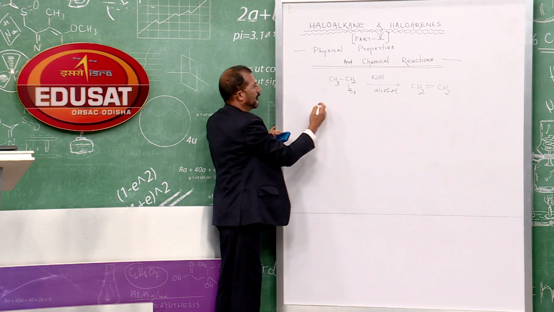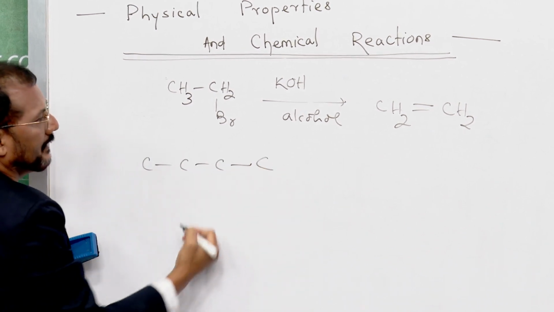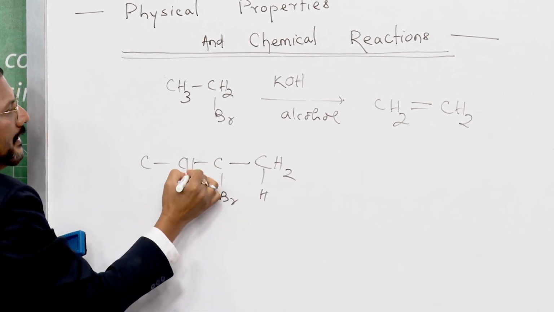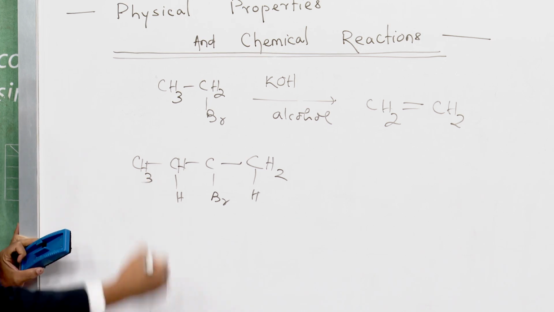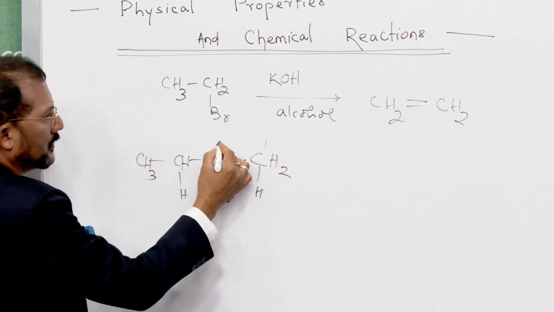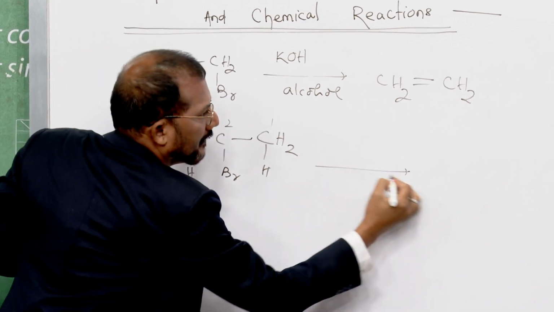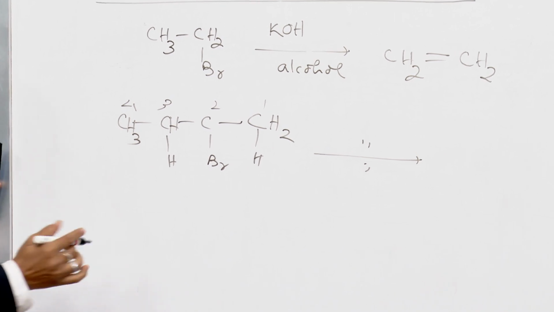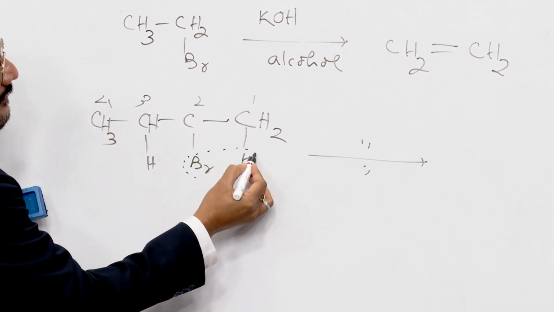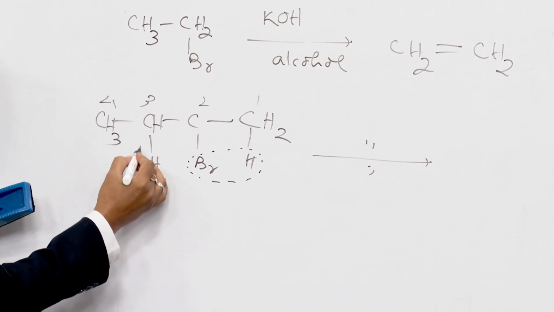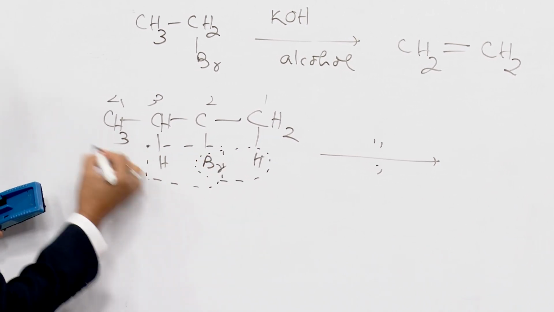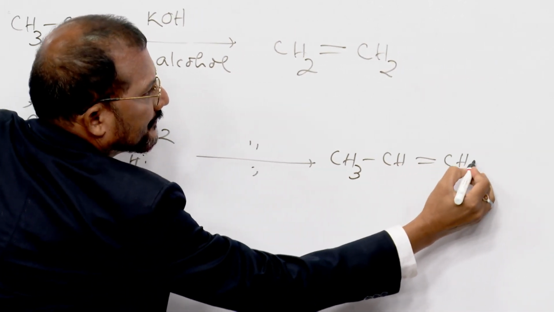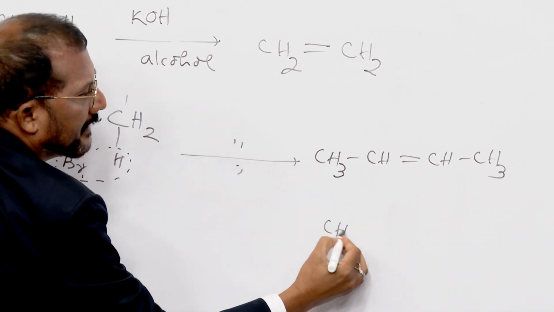Suppose a butane compound is there, here is bromine, here is H2 and H, here is also H and H3. So this is 2-bromobutane, the same reagent is given. Here there are two chances of how the elimination occurs. Elimination may occur at these positions, and there is also a possibility of elimination at these positions. So there will be a product like this and a product like this.